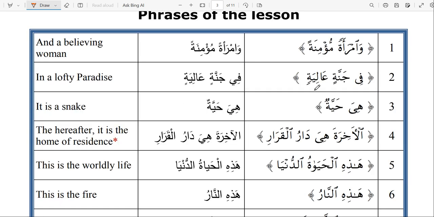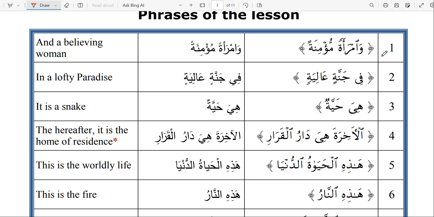Here you can see the phrases. These phrases are from the Quran, but they are not complete ayahs. They are not complete sentences. They are just part of an ayah. And you can see the difference in the script. This is the standard Arabic, and here it is the Quranic script, the Uthmani script.